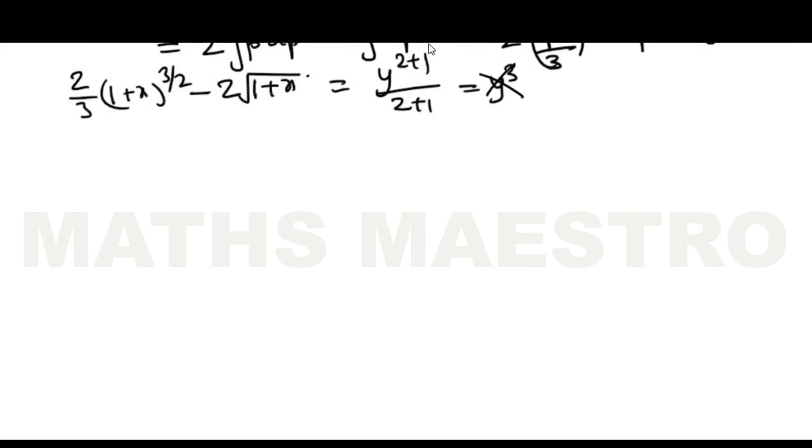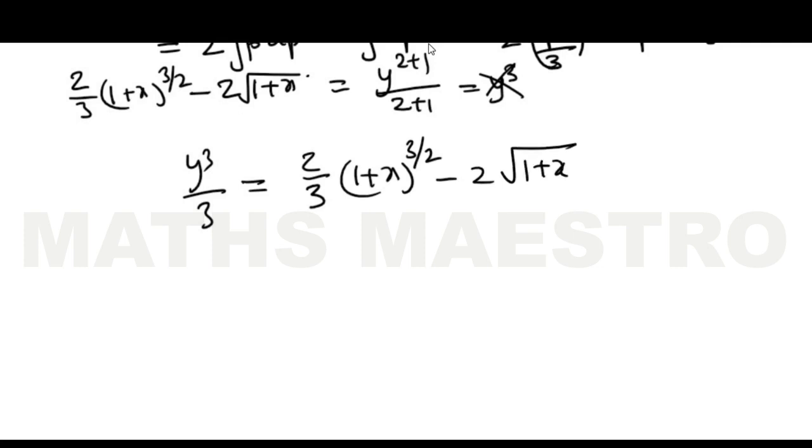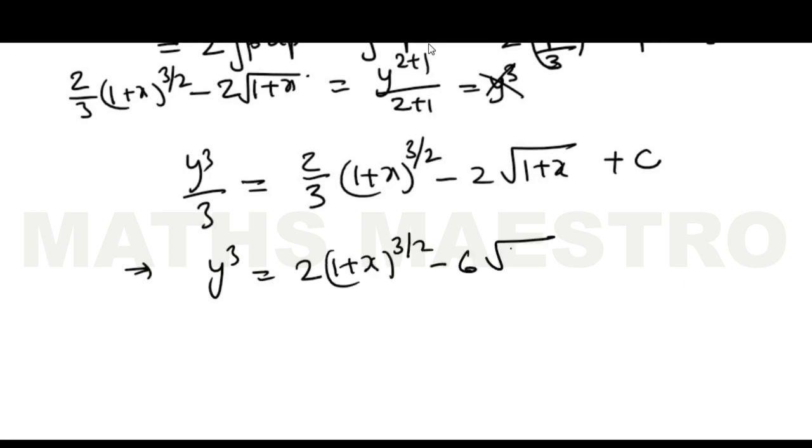I'll write it here instead. We have y cube by 3 is equal to 2 by 3 times 1 plus x to the power 3 by 2 minus 2 times square root of 1 plus x, and then a constant of integration c. We can simplify this as y cube is equal to 2 times 1 plus x to the power 3 by 2 minus 6 times square root of 1 plus x plus 3c, which will be another constant c1. So this is the solution of question number 10.